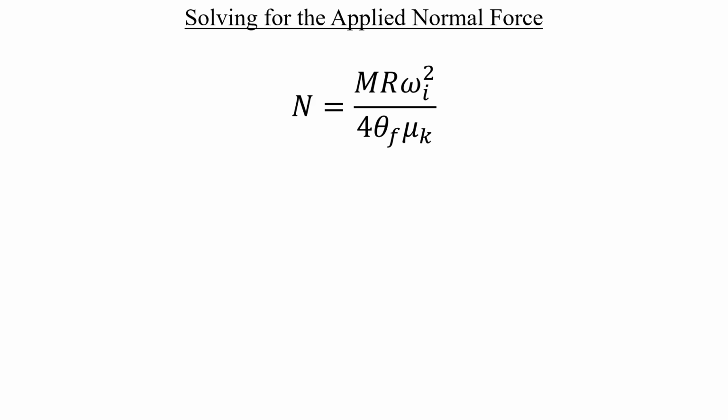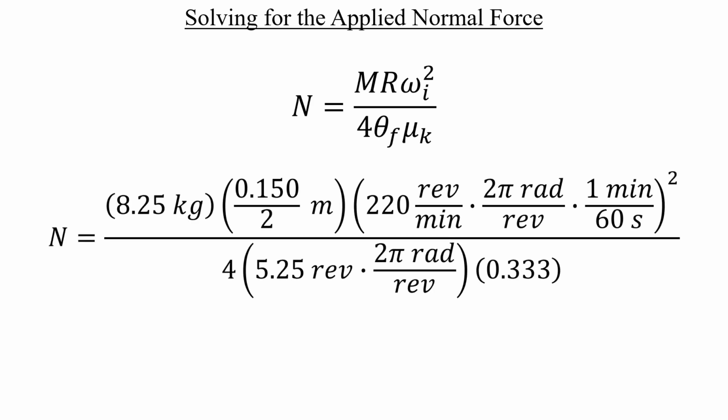But don't get too excited. We still have some unit conversions to do. This involves exchanging revolutions for radians and minutes for seconds. And so here's our numbers with those conversion factors included. Therefore, once we punch this all into a calculator, we find that our final answer is an applied normal force of approximately 7.47 newtons.